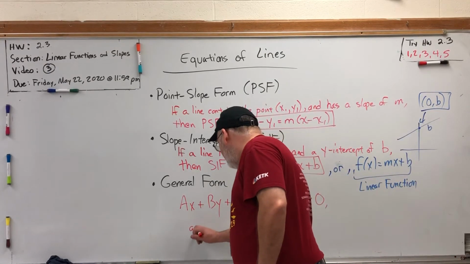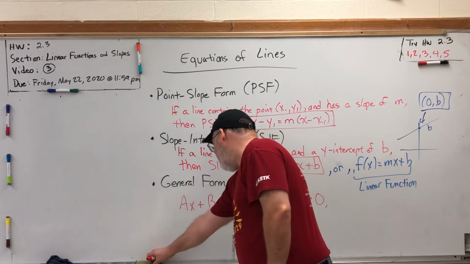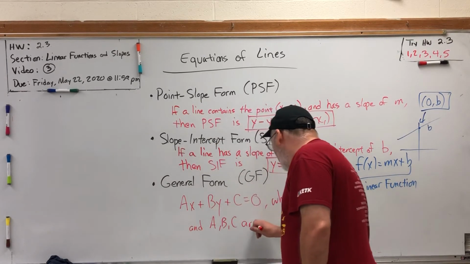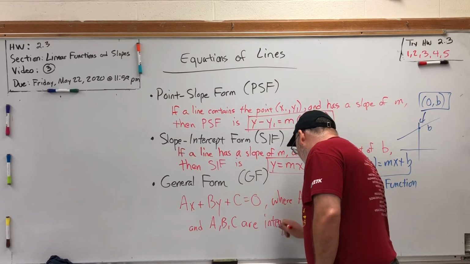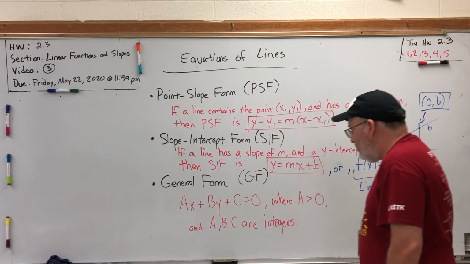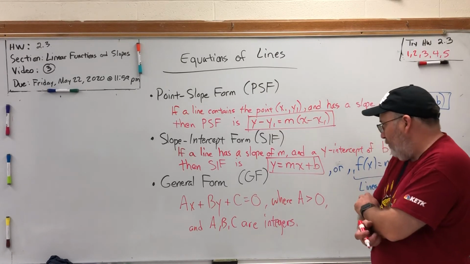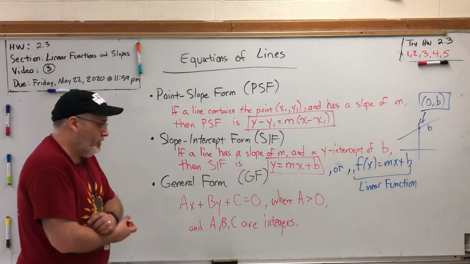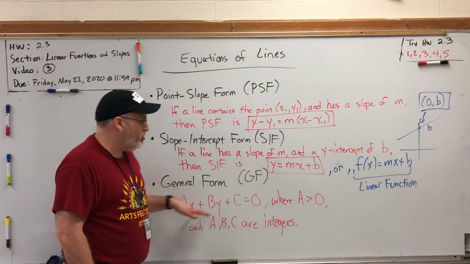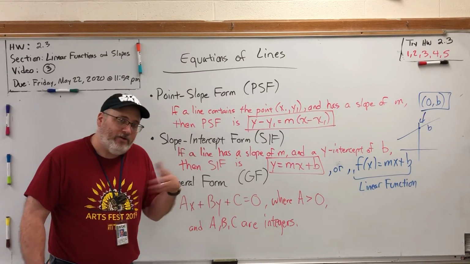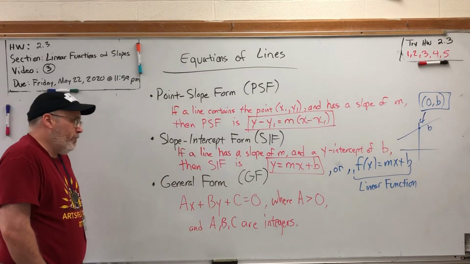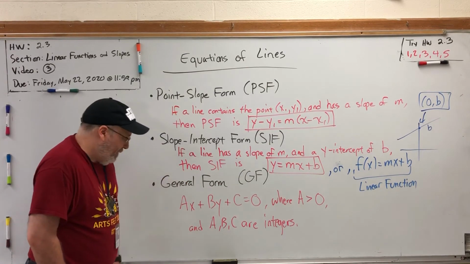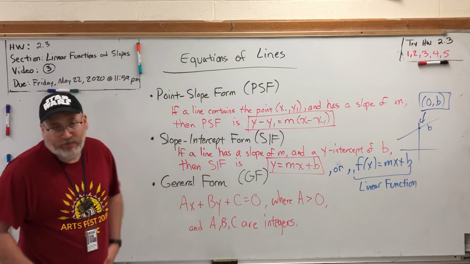And there are no fractions. Well, let me be more specific. A, B, and C are integers. Now, there are some equations that you cannot get into this form. For example, if A, B, or C was pi or the square root of 2, we couldn't magically turn them into integers, but if they're fractions, you can multiply by a good enough denominator to kill all the fractions. So general form's purpose is to look pretty. Everything on one side, don't start with a negative, and by the way, no fractions, please.